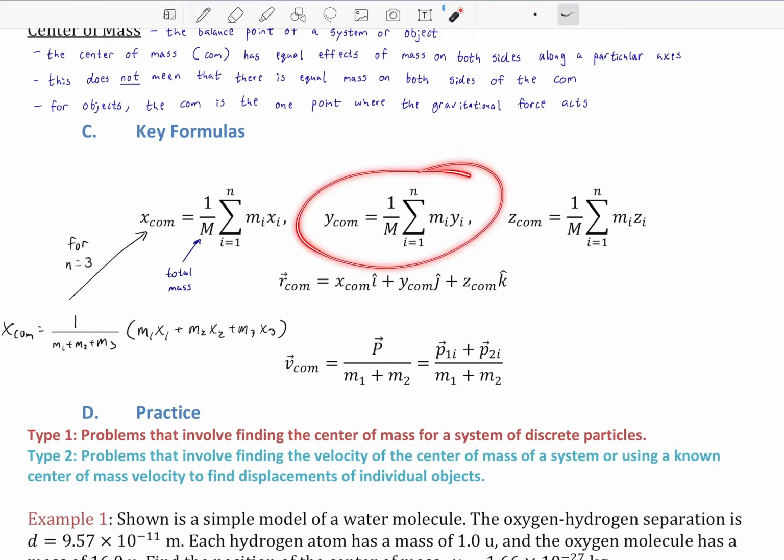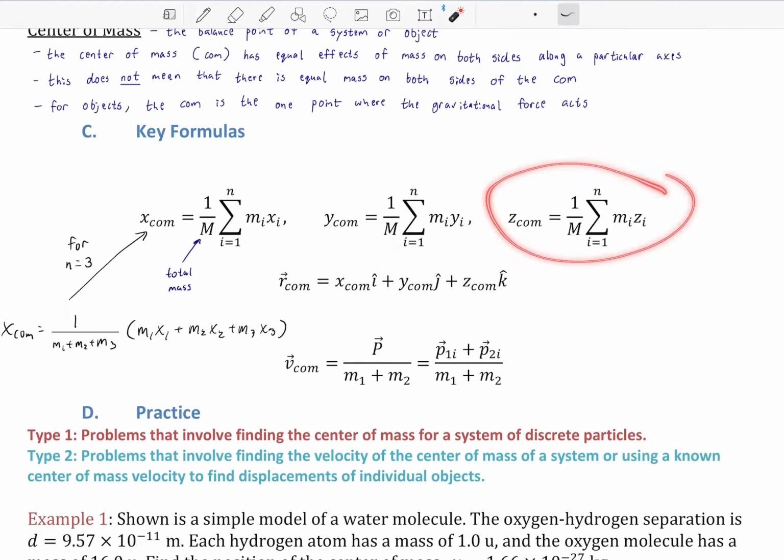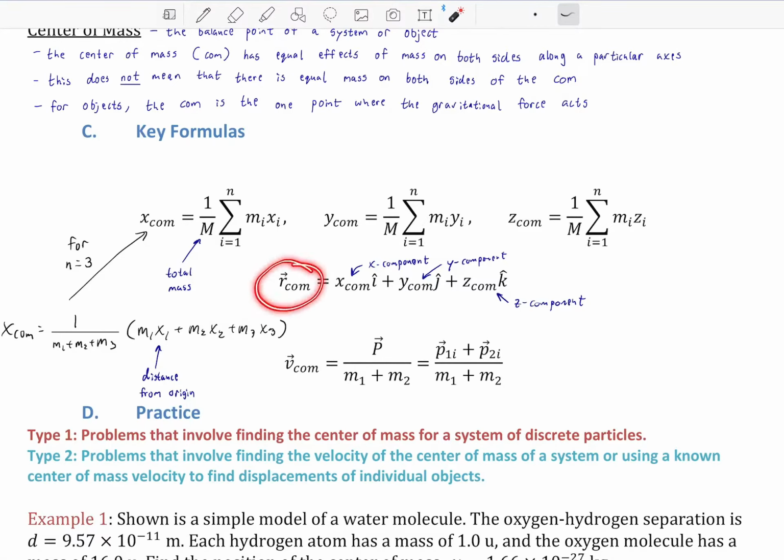And it's the same exact idea for the y center of mass and the z center of mass. No difference. It would just be along different axes and considering the contributions of mass and location along those other axes. And sometimes you might want to define a center of mass vector.